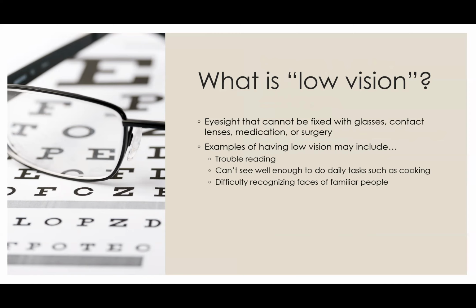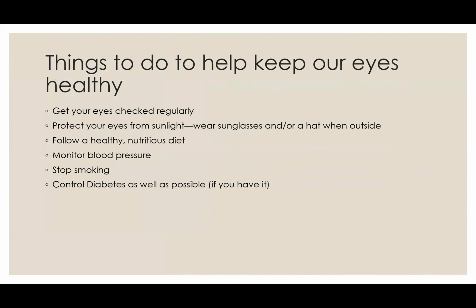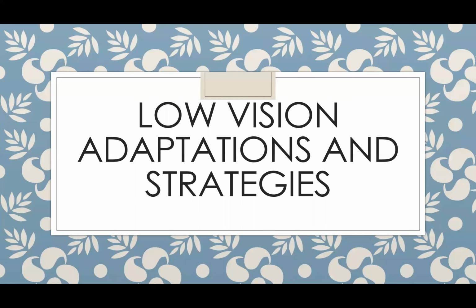So when someone has low vision, there are some strategies and adaptations that we can utilize that can be very helpful. And we're going to get into that in a couple minutes. But next, we're going to talk about things that you can do to help keep your eyes healthy. So get your eyes checked regularly, protect your eyes from the sunlight, and wear sunglasses and/or a hat when you're outside. Follow a healthy, nutritious diet, monitor your blood pressure, stop smoking if that's applicable to you, and then control your diabetes as well as you can if you have it.